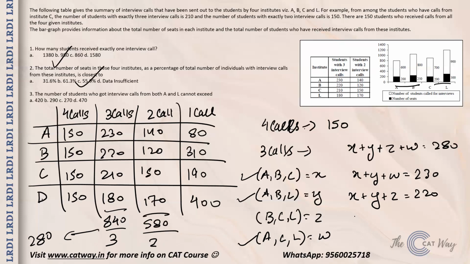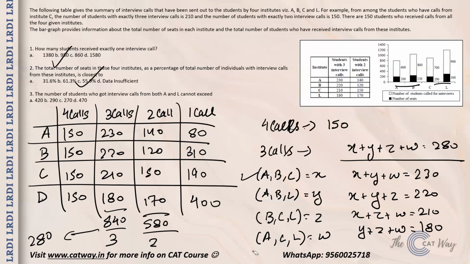Then you have people from C, so that will be X plus Z plus W and that value will be 210, and people of L will be Y plus Z plus W and their value is 180. Okay, so this is what we have. The total number of people who have got calls is 280.